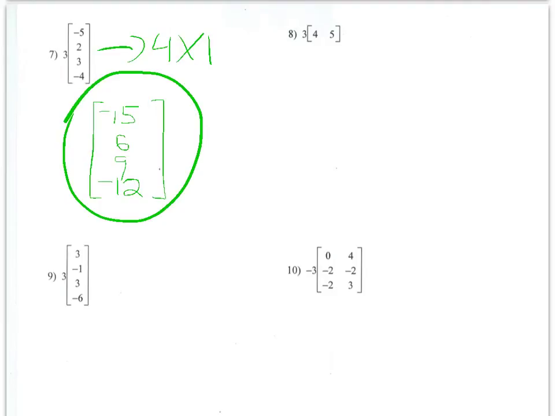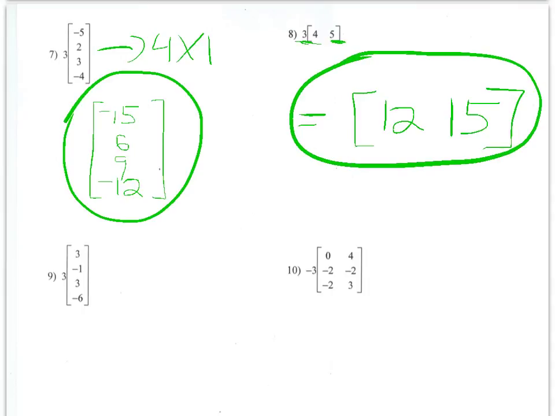Okay, number 8 would be real easy. You just distribute the 3 to this 4 and 5. This is 1 row, 2 columns, so you're going to end up with a 1 by 2 matrix. So here's your answer: 3 times this 4 is 12, and 3 times this 5 is 15. And that's it. You're done.